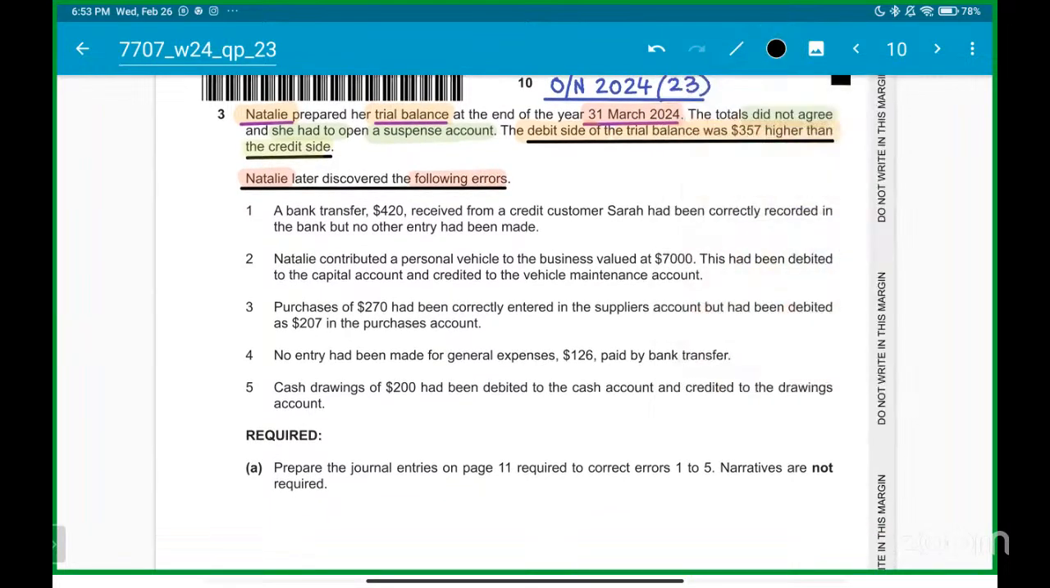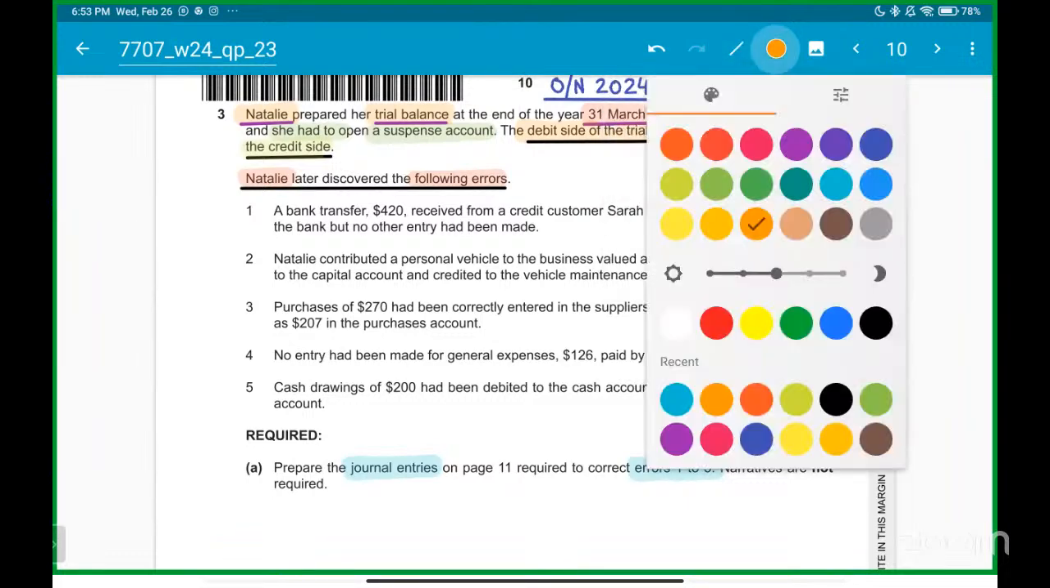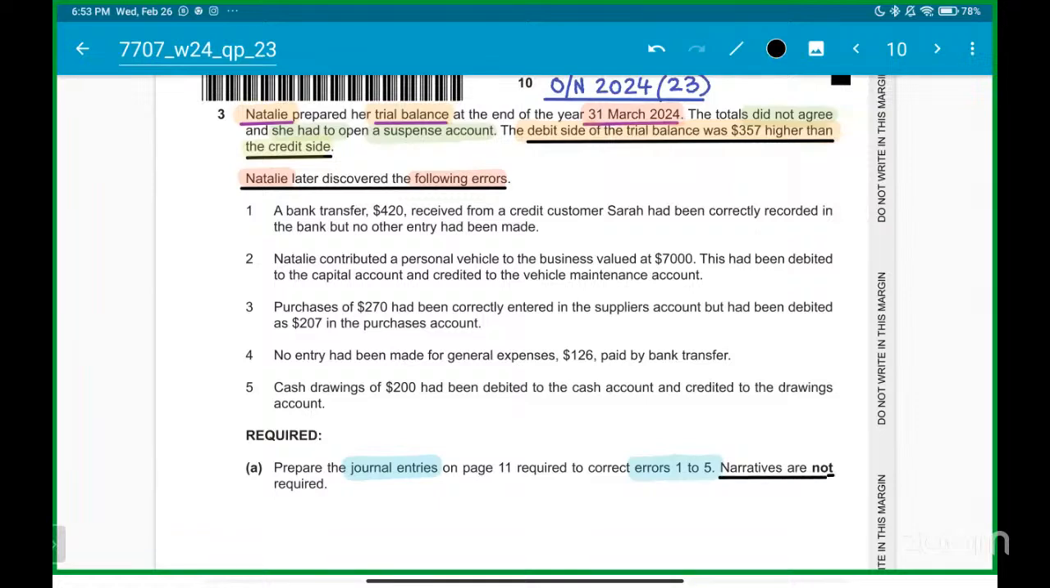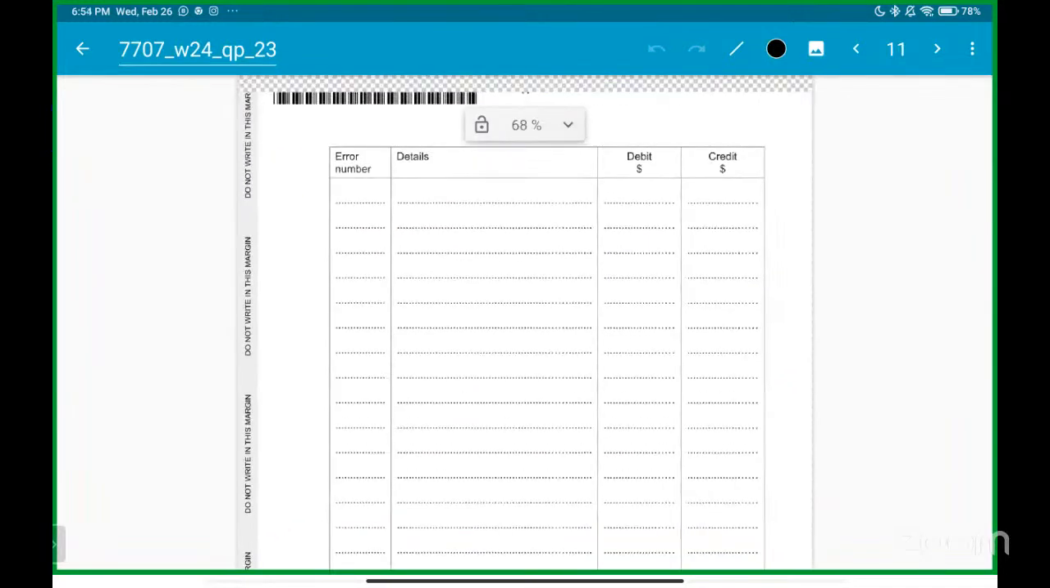Required is to prepare the journal entries on page number 11, the next page, to correct the errors 1 to 5. Narratives are not required, so there is no need for giving explanations, students. We just need to prepare the journal entries to correct the errors 1 to 5. So let's get started on this page.